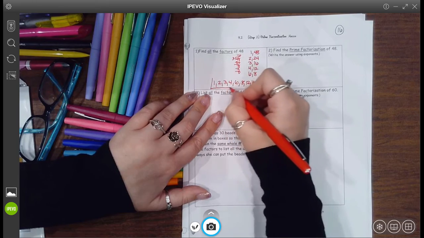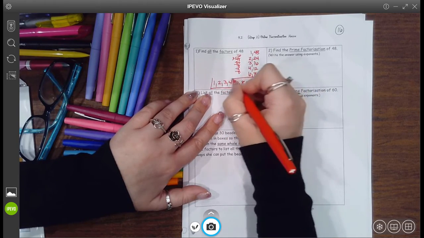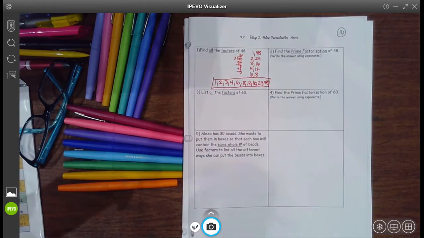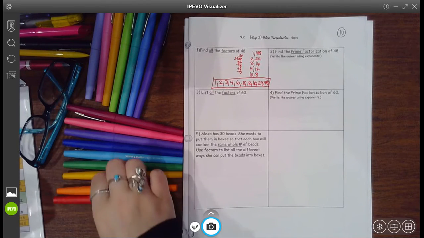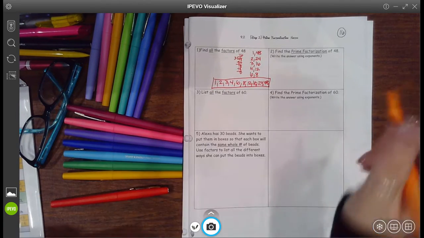Okay, remember you can always pause the video at any point in time, try them yourself, unpause them, and then come back and join us and check yourself.